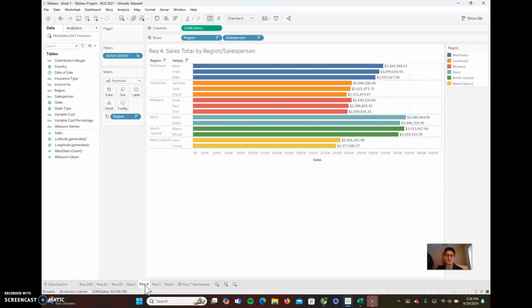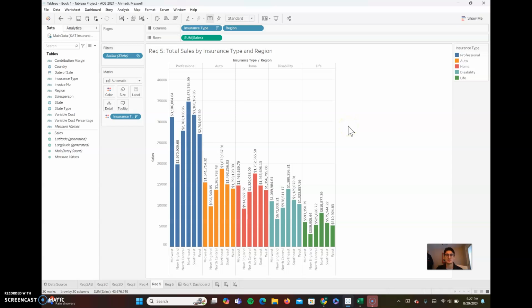And so this brings me not to make a conclusion, but to analyze and to want to better understand what's leading the West, the North Central, and New England to only bringing on 2 salespeople versus 3, if on average we're not seeing much variance between what each salesperson's bringing in.